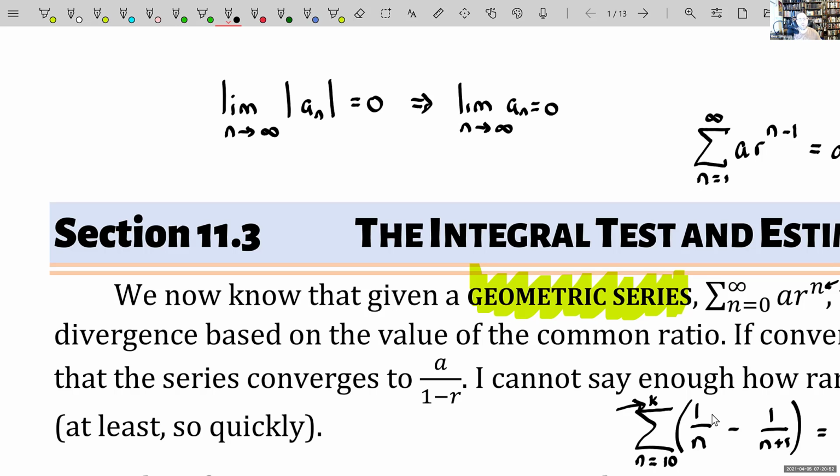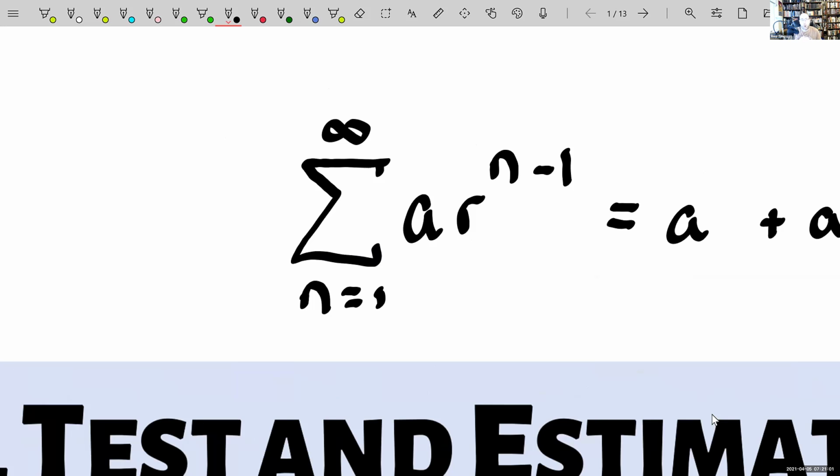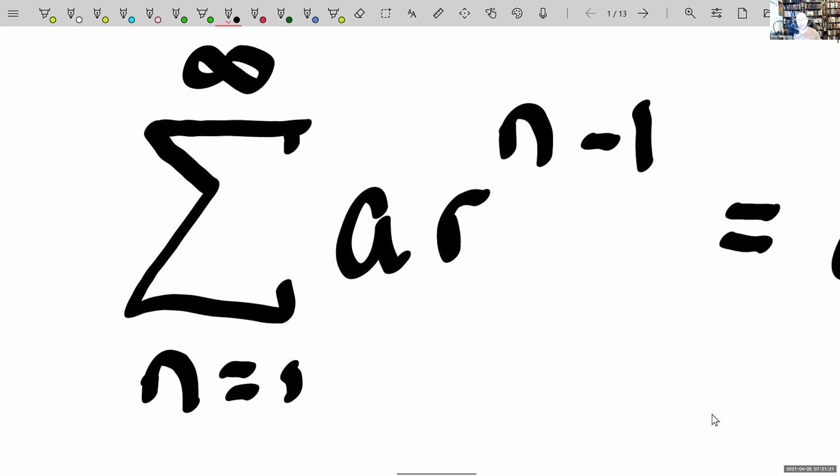In 11.2, we reopen the door to series, adding up terms of sequences. And there are two very special types of series that you learn in pre-calculus. One is called an arithmetic series, and one is a geometric series. We don't deal with arithmetic series in calculus because they all diverge. But geometric series, like this right here, will converge under special circumstances.